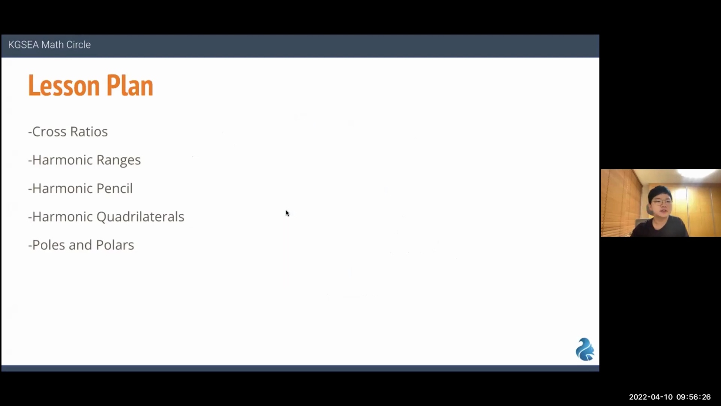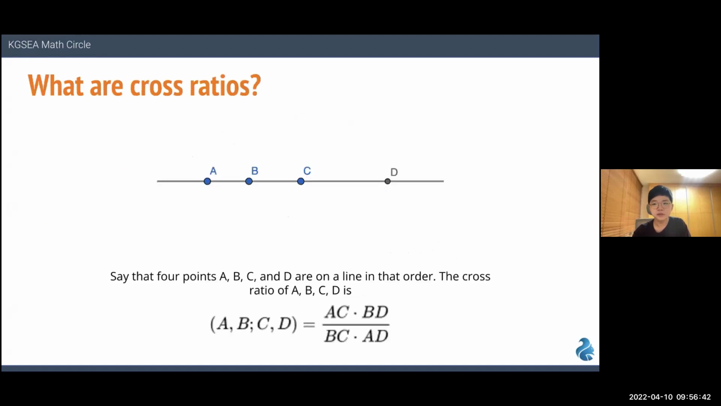So in today's lesson, I'll be covering 5 topics: cross ratios, harmonic ranges, harmonic pencils, harmonic quadrilaterals, and poles and polars. And I will be going through some important theorems, and at the end, I'll be solving some questions using these concepts. So first, I'll be covering cross ratios.